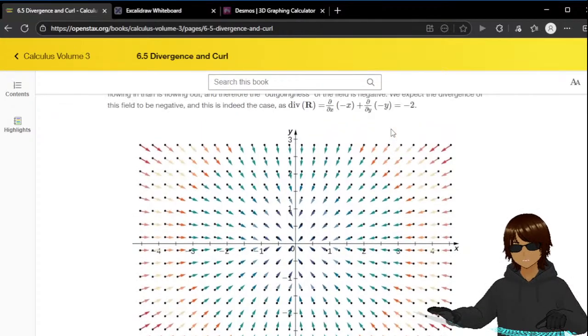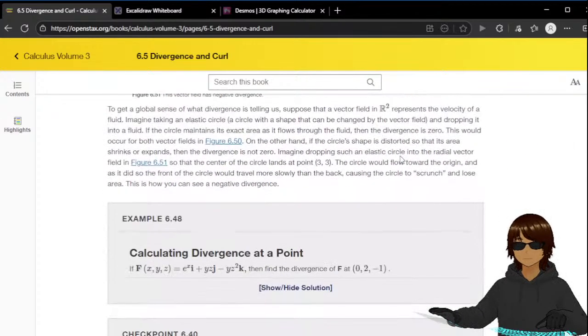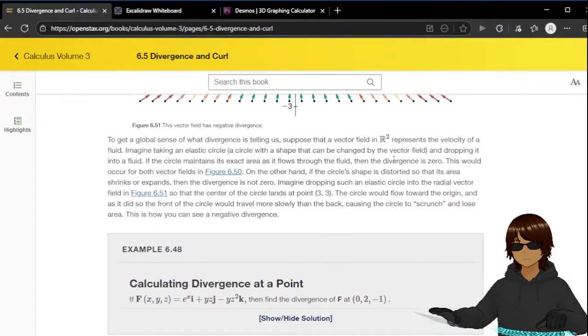If the circle is over here, the vector field is stronger at this point than at this point, right? The circle would flow towards the origin, and as it did, the front of the circle would travel more slowly than the back, causing the circle to shrink and lose area. This is how you can see a negative divergence.